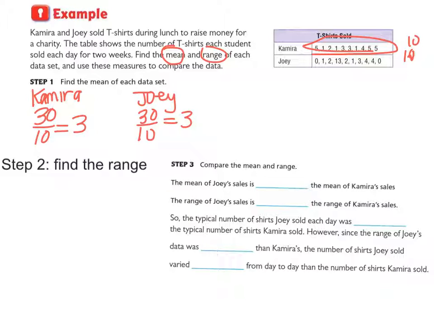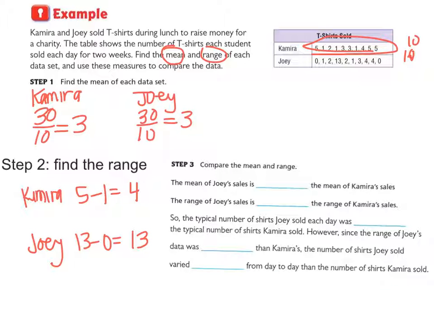Now we need to find the range. So for Kamira, the most she sold in a day was 5, and the least she sold was 1, giving her a range of 4. Now Joey, he had a really good day where he sold 13, but he had a couple of days where he didn't sell any. He sold 0, giving him a range of 13.